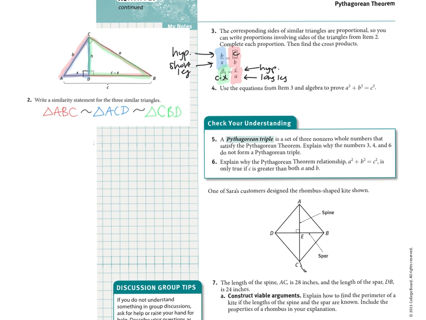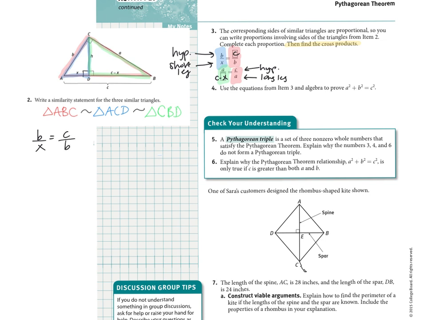Now, what it also wanted us to do right here was find the cross products. This is kind of that next additional step. I'm going to show my work below here because I really don't have that much room to show it right here. So what I'm going to do is write down both of those proportions. So B over X equals C over B.